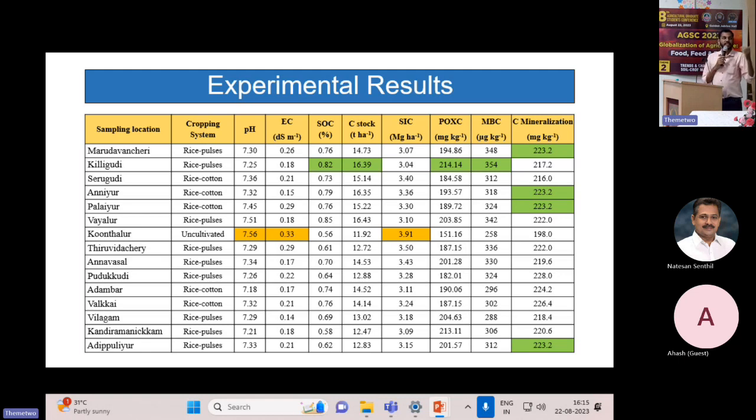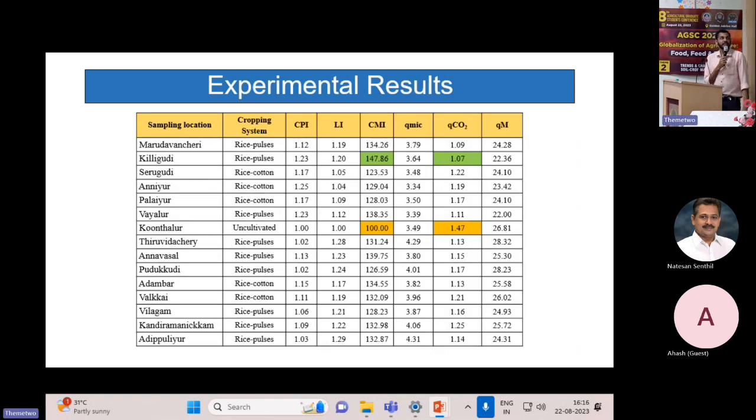It was highest in the rice pulses ecosystem, where the pulses are capable of contributing more labile carbon to the soil. Next is the microbial biomass carbon. It is the carbon accumulated in the microbial biomass, where it was higher in the cultivated land use. And finally, the mineralization, it is the respiration activity, which is influenced by the difference in the rooting pattern of the crops.